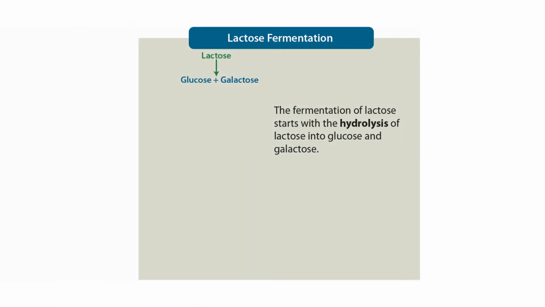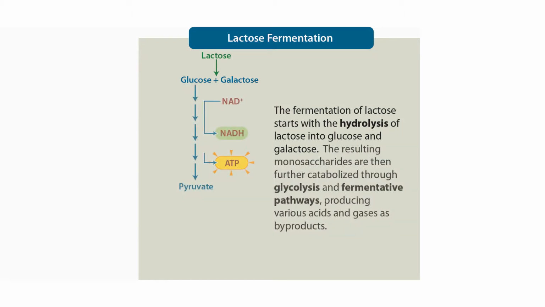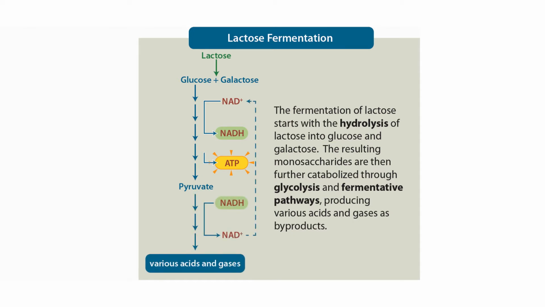The fermentation of lactose starts with the hydrolysis of the disaccharide into glucose and galactose. The resulting monosaccharides are further catabolized through glycolysis and fermentation, producing various acids and gases along the way.